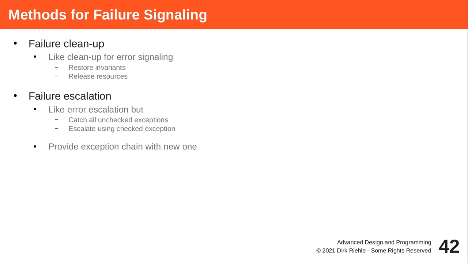Like for error signaling, you should try to clean up the component as much as you can, restore the invariant, release resources, etc., and prepare for later possible re-entry or retry. And then you escalate the failure, but this time, unlike with the unchecked exceptions of error escalation, the failure escalation should always be a checked exception. And within that checked exception, you probably will have the exception chain of the unchecked exception that you caught and turned into that checked exception, and then the calling client to your service component has the relevant information on what to possibly do.